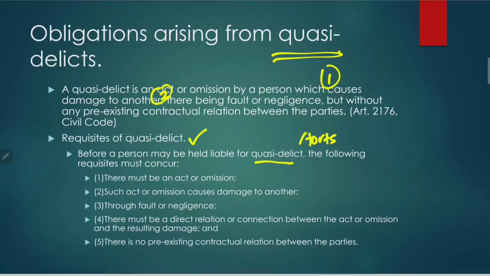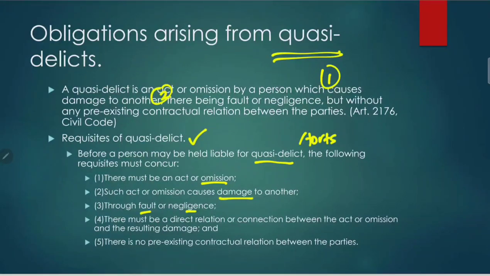Present daw po dapat lahat itong requisites na ito. First, there must be an act or omission. So, pwede siyang makomit kahit wala kang gawin kasi pwede siya by omission. Such act or omission causes damage to another. May damage to another. Through fault or negligence. Be it fault or negligence, hindi mo sinasadya.